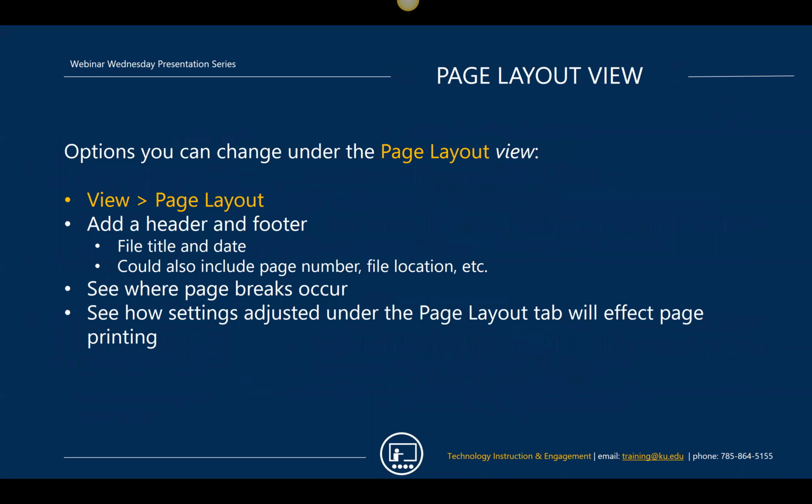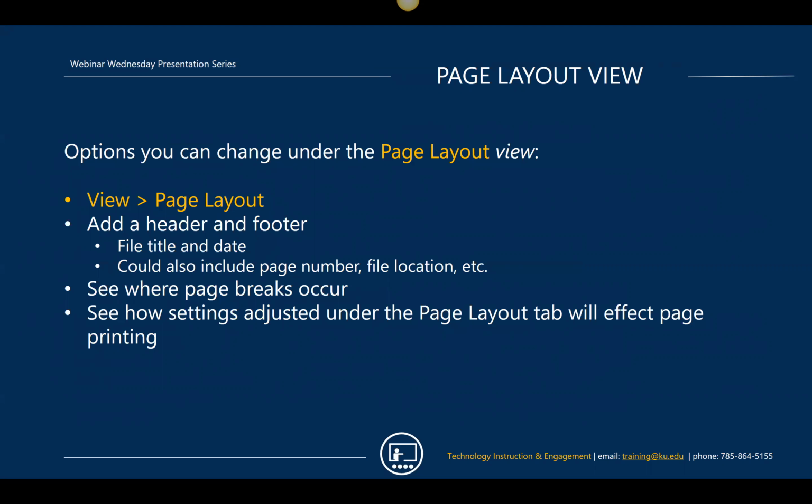Okay, so let's talk about how we can change those default settings for our file. The first thing that I want to talk about, and I'll show you what this looks like, is the page layout view. This view lets you add in things like a header and a footer, which will be repeated across all of your pages, just like it is within Word. It's also going to let you see where the page breaks occur.